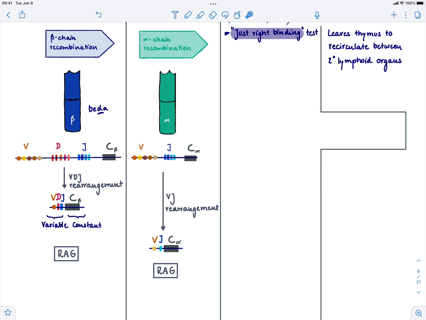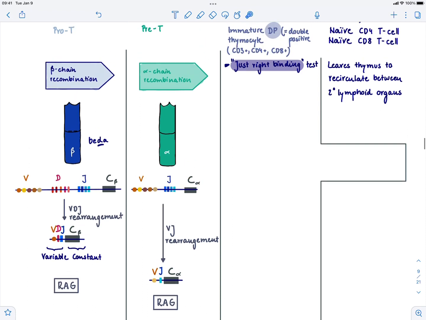And then we're going to recombine the alpha chain, and similar to the light chain, here we have also to choose our dessert out of some chocolatey dish and some fruity dish, so just V and J. And then the constant region is always alpha.